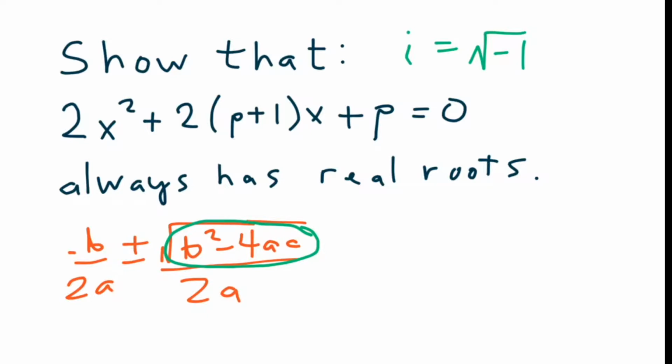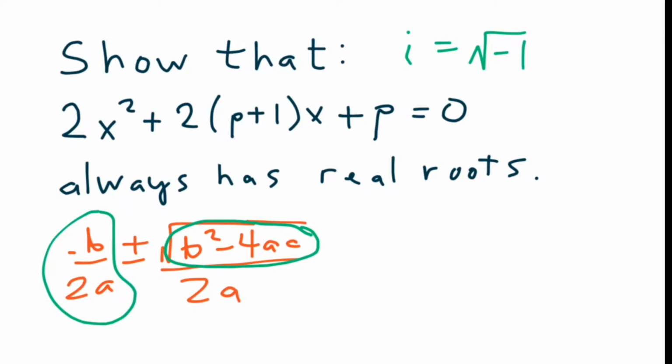This kind of makes sense, because imagine if it was 0, okay? You'd have plus or minus 0, so the only root would be minus b over 2a, right? If it's a positive number, you're going to get 2 different numbers, so that means you have 2 roots. If it's imaginary, well then, no real roots.